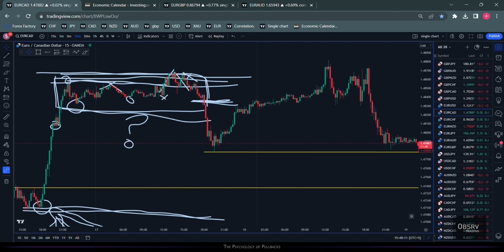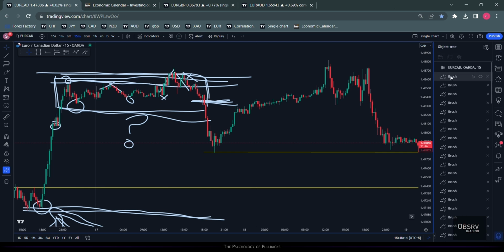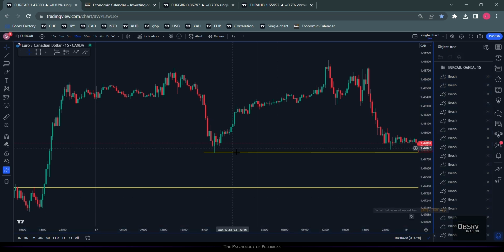Let me clear all of these brushes so that it's easier for you to look at it. Oh, that's a lot of brushes, man. A lot of brushes. All right. Okay, focus.